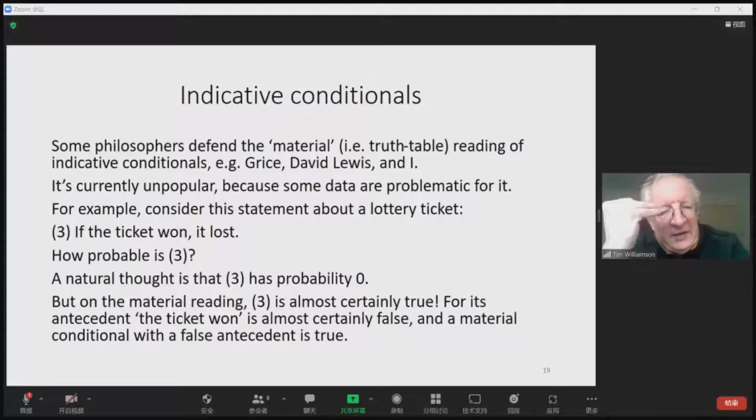If the ticket did not win, then sentence 3 is true on the material truth functional reading. So it seems that reading predicts that 3 is almost certainly true, and at first sight that is a really crazy result. What seems like a very bad conditional like 3 is almost certainly true. You can elaborate these kinds of examples a lot. There are many examples of roughly this type, but that's an extreme case where things look really bad for the truth functional material reading of the indicative conditional.